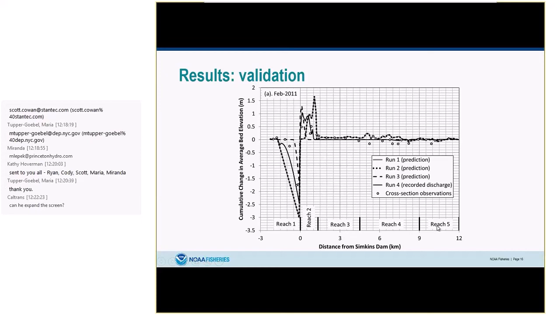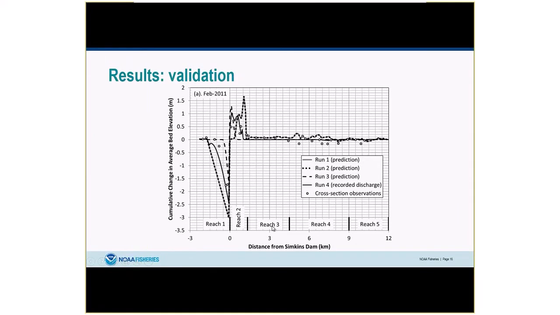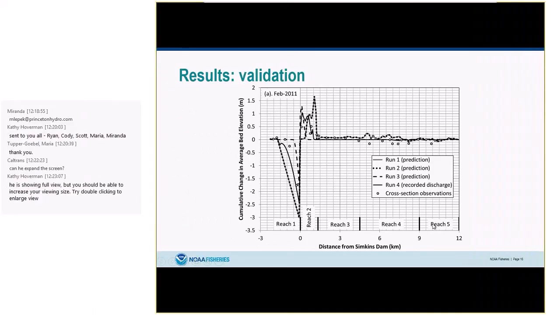Reach 3 itself is relatively high gradient Piedmont. Reach 4 is the fall zone and the transition to the lower gradient coastal plain. And then reach 5 is just flat out coastal plain. And a bunch of reach 5 in the model is not covered by our monitoring cross sections. Our monitoring cross sections end about here.